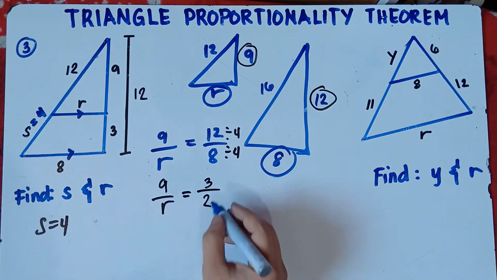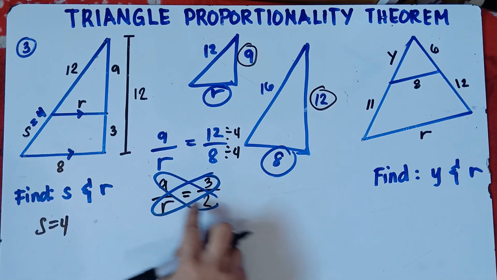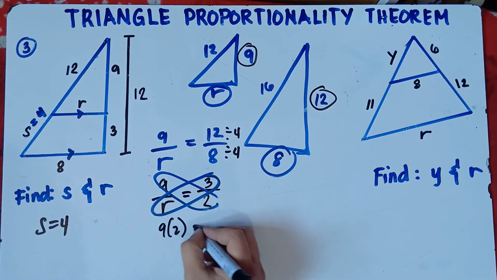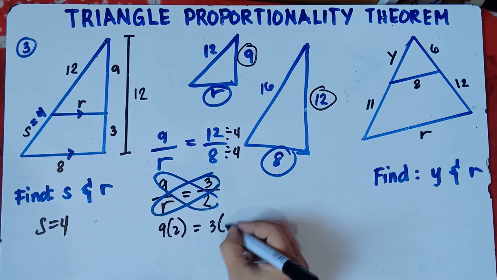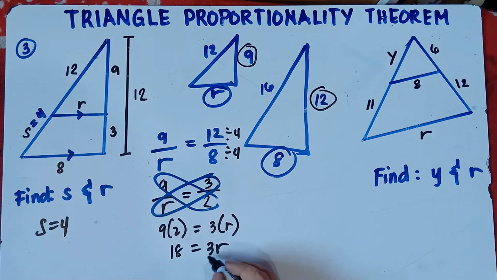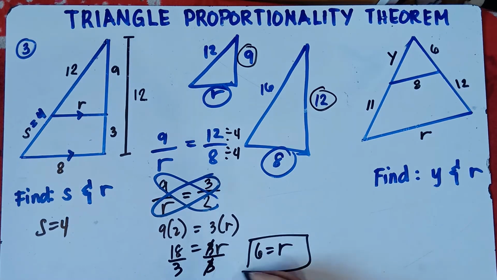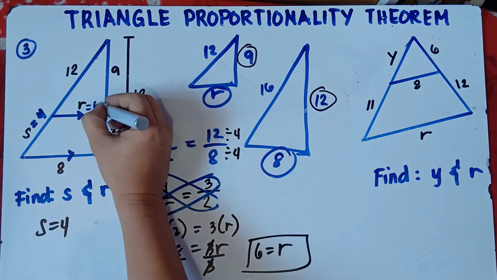Then cross multiply. Alright, let's cross multiply. 9 times 2 equals 3 times R. So 9 times 2, that is 18, is equal to 3 times R, that is 3R. To get the value of R, you divide both sides by 3. Cancel this out. 18 divided by 3, that is 6, is equal to R. Alright, therefore, our R, class, is equal to 6. Very easy, right? For R.